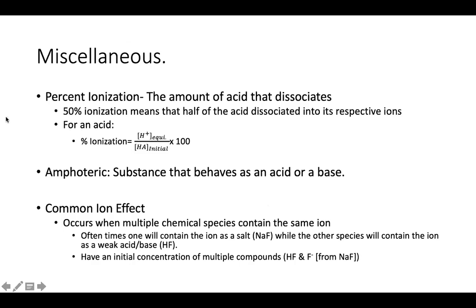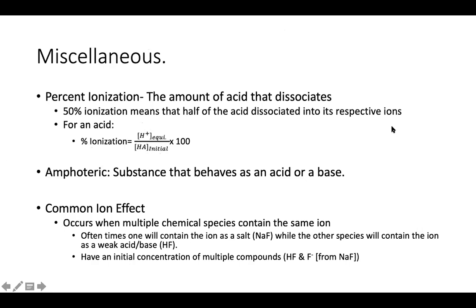Just some final notes. Percent ionization tells you how much of the acid dissociates. If I say an acid has 50% ionization, that means 50% of my weak acid dissociated into its respective ions. My general equation is percent ionization equals my concentration of H plus at equilibrium divided by my initial amount of weak acid, times 100. The 100 just converts it into a percentage.